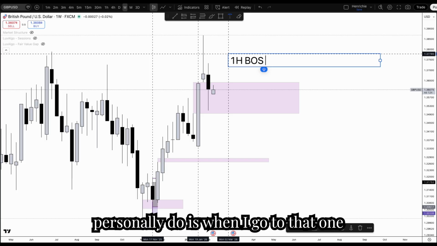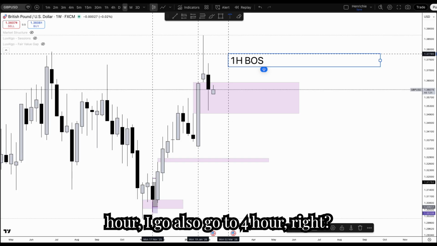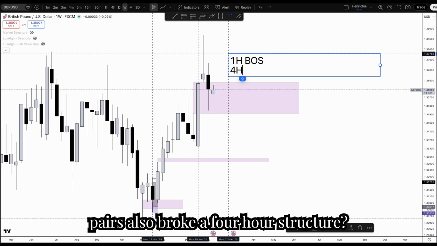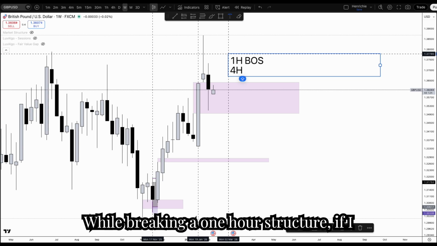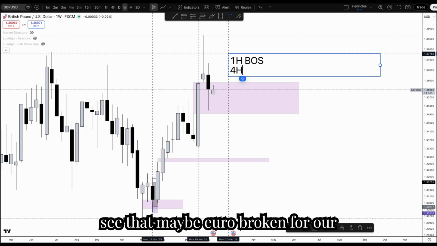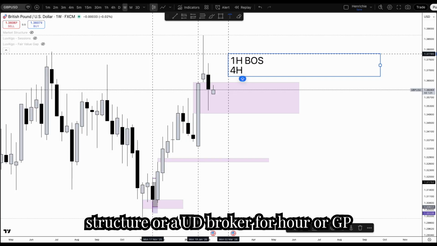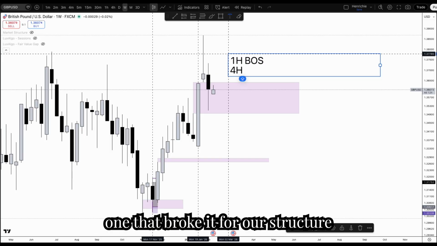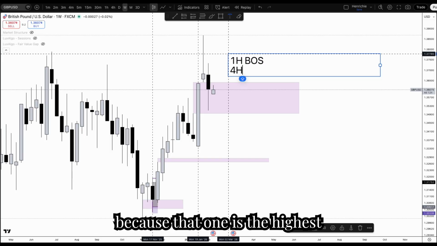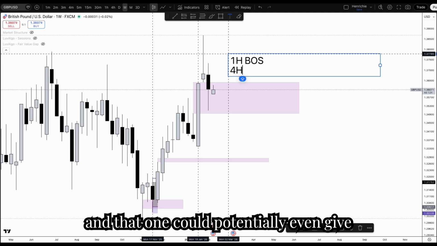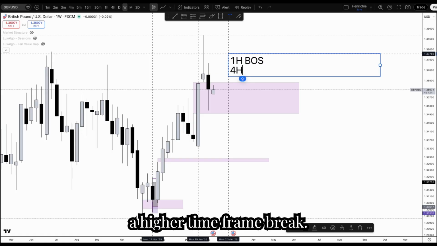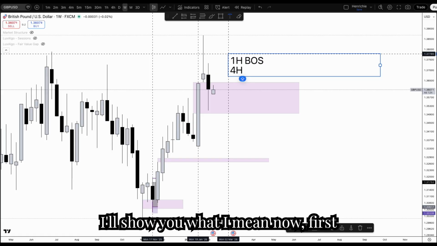What I personally do is when I go to that 1 hour, I also go to 4 hour, right? What I'm looking for is which of these pairs also broke a 4 hour structure while breaking a 1 hour structure. If I see that maybe Euro broke a 4 hour structure, or AUD broke a 4 hour, or GBP broke a 4 hour, my focus will be on that one that broke a 4 hour structure, because that one is the highest probability to go towards my direction. And that one could potentially even give you more profits because it's a higher time frame break. I'll show you what I mean.